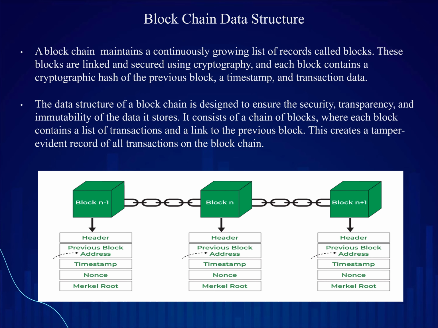And now let's move on to the blockchain data structure. A blockchain maintains a continuously growing list of records called blocks. These blocks are linked and secured using cryptography, and each block contains a cryptographic hash of the previous block, a timestamp, and transaction data. The data structure of the blockchain is designed to ensure the security, transparency, and immutability of the data it stores. It consists of a chain of blocks where each block contains a list of transactions and is linked to the previous block. This creates a tamper-evident record of all transactions on the blockchain, as shown in the figure below.